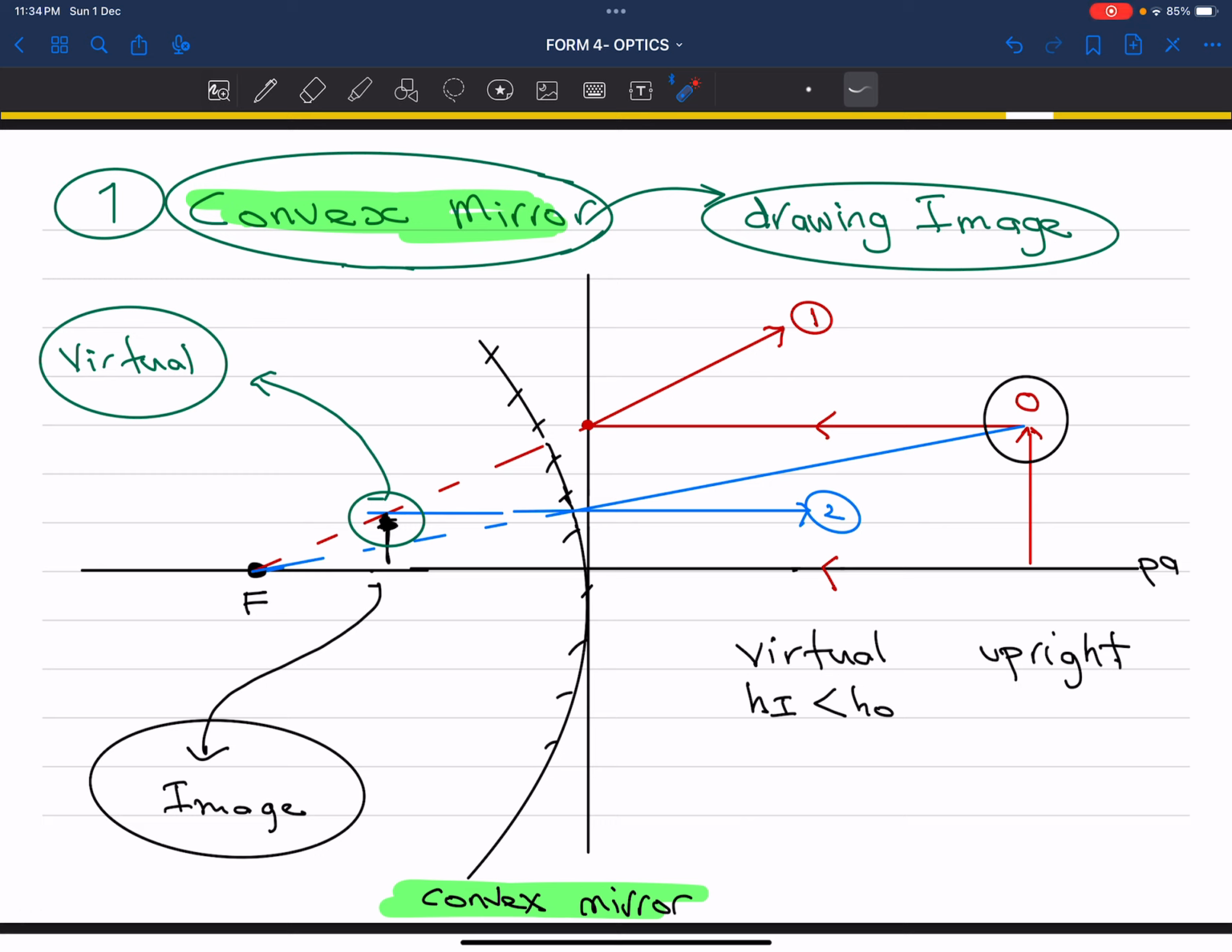To better understand, watch this more than once. And on the next lesson, I'm going to start concave mirror. On Lesson 5, we are going to do concave mirror.